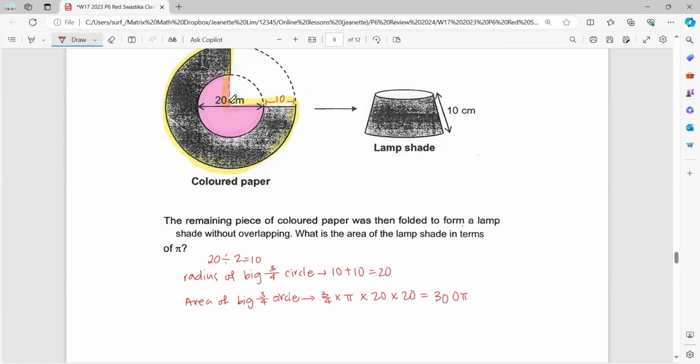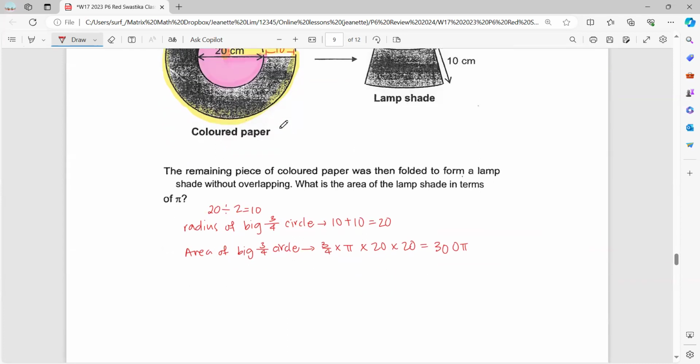Now we need to find the pink part, the smaller 3/4 circle. What's the radius? Radius is 10. The area of the small 3/4 circle. Remember, radius is 10, so 3/4 times pi times 10 times 10. 10 times 10 is 100. 3/4 of 100 is 75. So 75 pi.